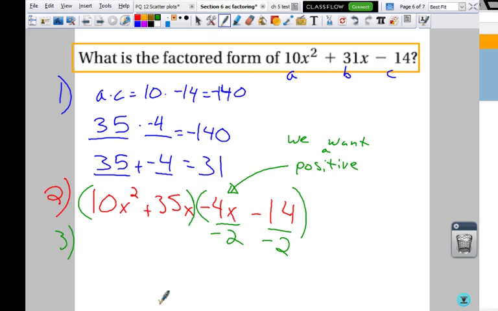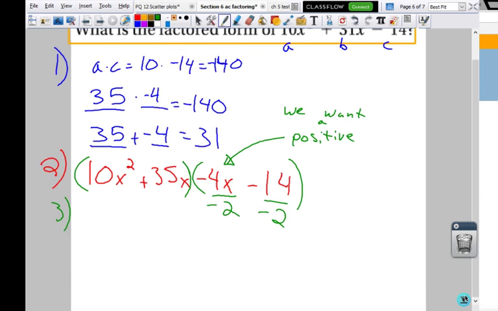Oh wait, did I put 5x minus 2? No, no, no, no, no, I do not. All right, so let's keep going over this real quick.